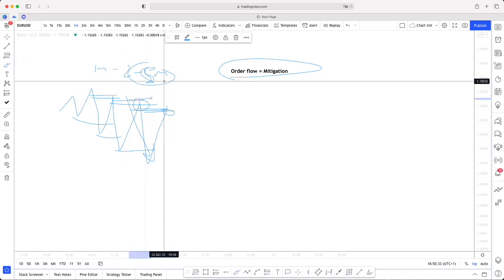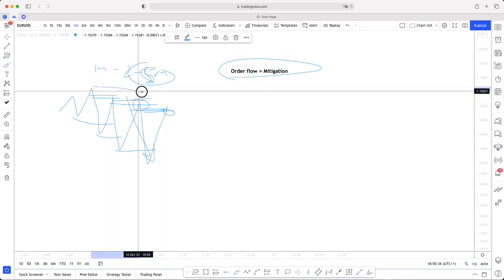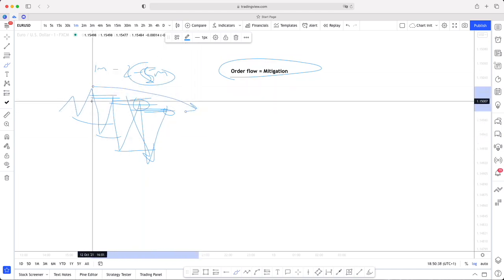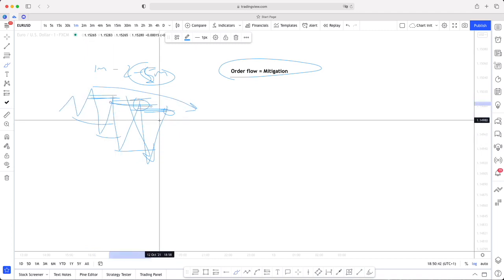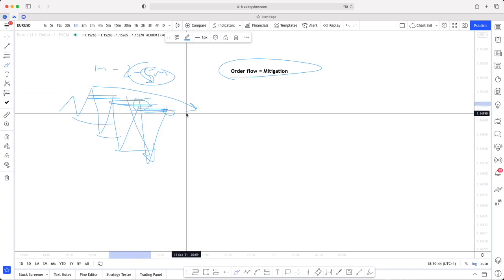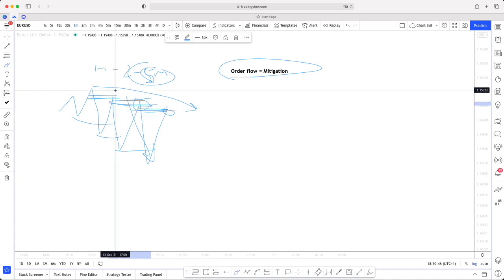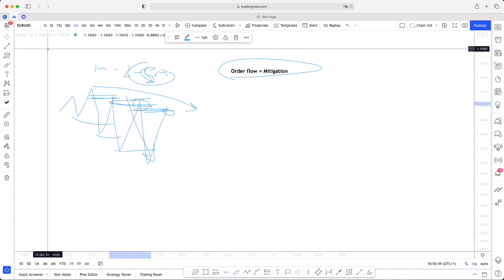Anyway, all we're looking to trade is following the mitigation. What that means is we're trying to find the OBs that have mitigated previous OBs. Simple as that. And we're looking to confirm at these OBs, right?